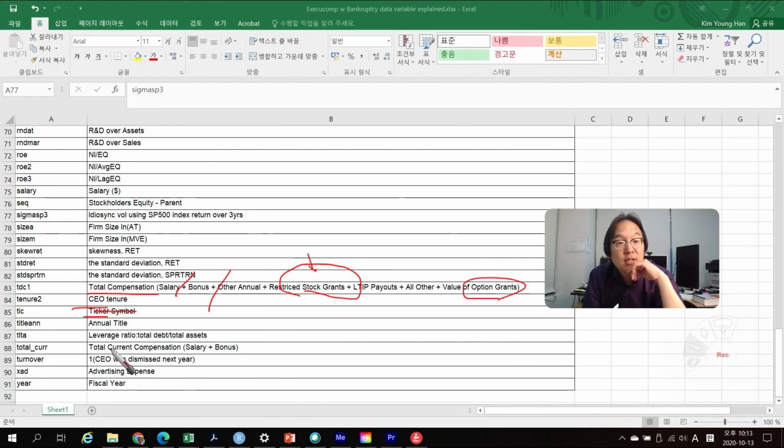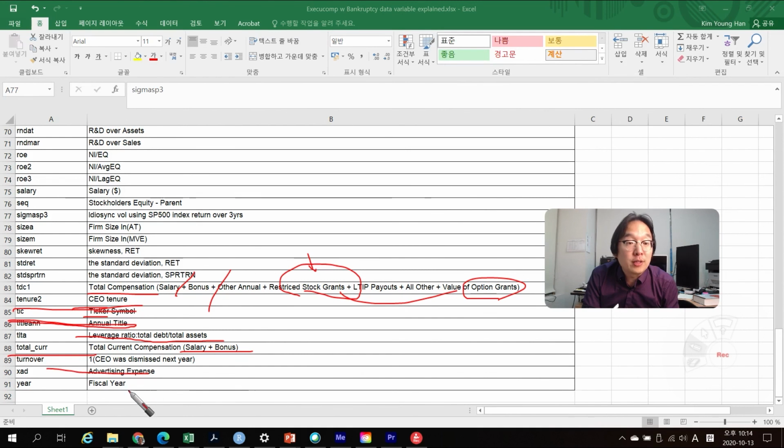Tick is a ticker symbol. I just dropped it because this is character variable. Title, and this I also dropped, is CEO identification. TLTA, that's leverage ratio, total debt to total assets, okay? Total CUR, that's total current compensation. Current compensation, that's salary plus bonus, okay? Why do we call it current? This is currently given to you in cash, whereas the other items like grants and options over here is not cashed out right away. You still have a choice. That's why.